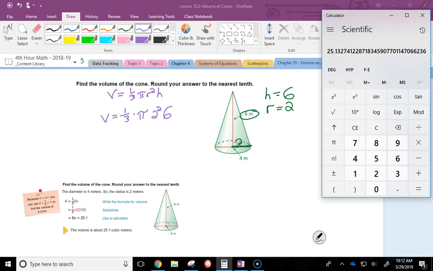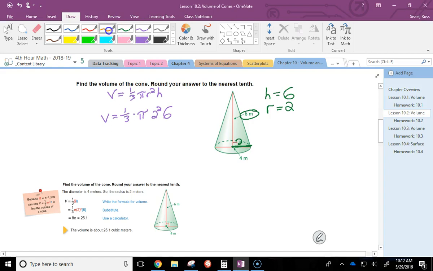Anyways, we should get the answer of 25.13. And they said round to the nearest tenth. So it's either 25.1 or 25.2. This one would be 25.1. Volume equals 25.1. This last time, we should technically say it's about.